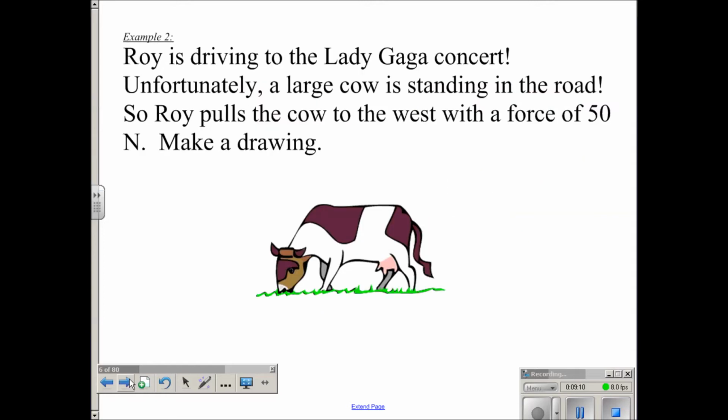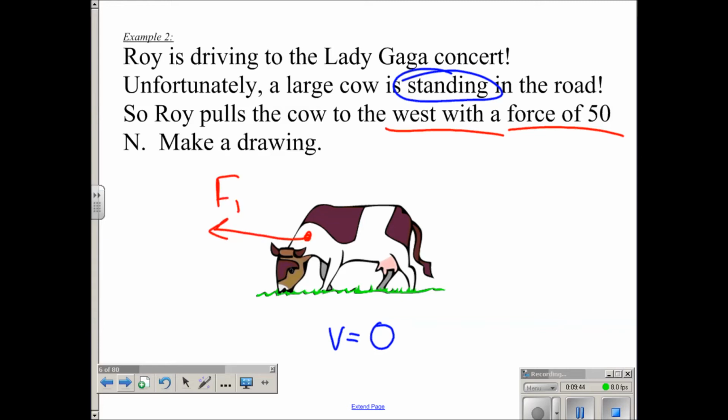Roy is driving to the Lady Gaga concert. Unfortunately, a large cow is standing in the road. So Roy pulls the cow to the west with a force of 50 newtons. Make a drawing. Okay, so the cow is standing. That's telling us information about the velocity. It's telling us the velocity is 0. Now, since he's not moving, I'm not going to draw an arrow, because which way would I make my arrow? He's not moving in any direction, so I don't draw an arrow. Okay. Now, there's a force of 50 newtons from Roy pulling it to the west, right? So I'm going to put an arrow that points out of the cow to the west. I'm going to label it force of Roy, negative 50 newtons to indicate how much force he's pushing with.